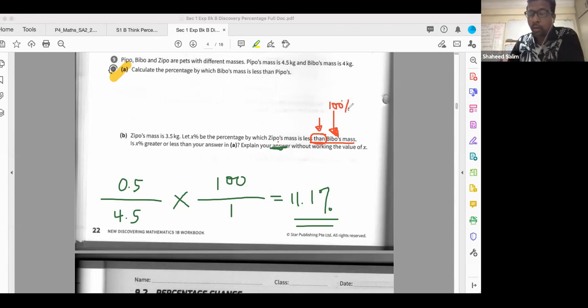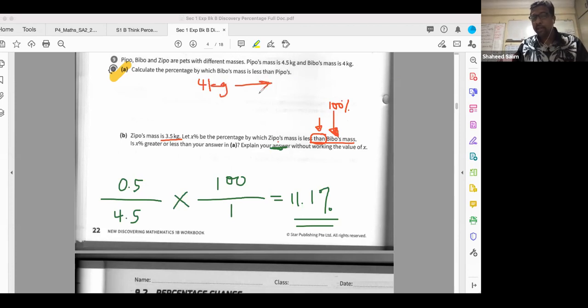Okay, this is the comparison you're making too. So now you have to compare Zipo to BIBO. BIBO is 4 kg. Zipo is 3.5 kg. So let us see, we are comparing to BIBO. 4 kg is how much?